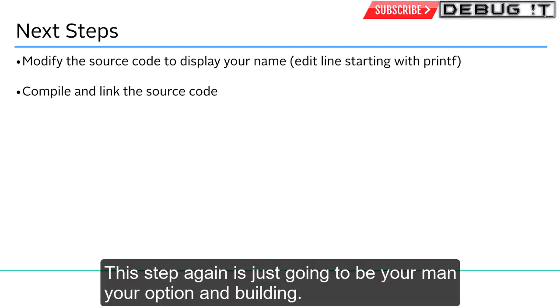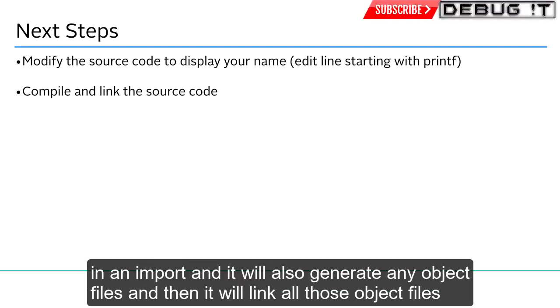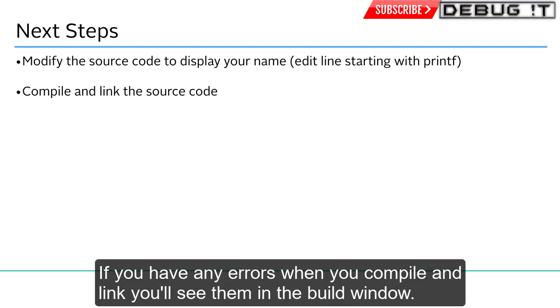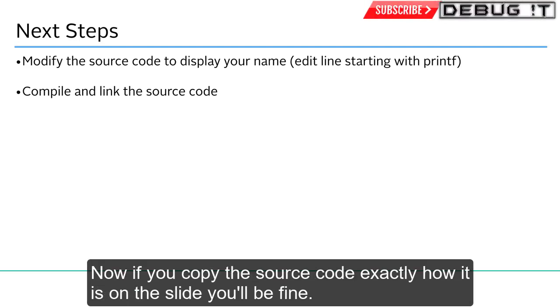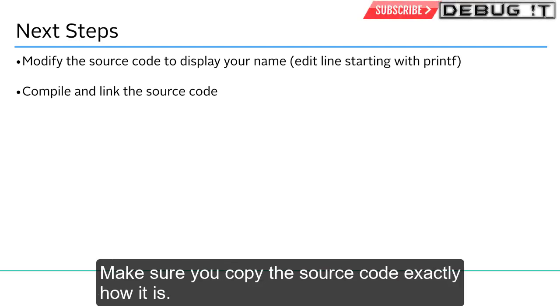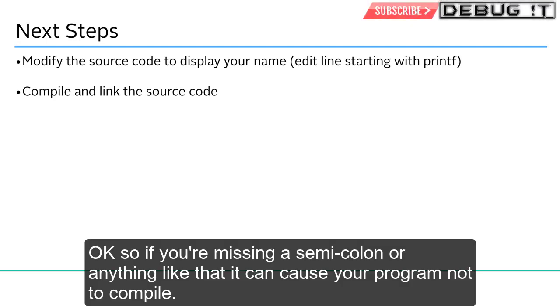This step, again, is just going to your menu option and building. And what this will do is it will issue the GCC command to compile the test.c file as an input, and it will also generate any object files, and then it will link all those object files to create a program. If you have any errors when you compile and link, you'll see them in the build window. That means you'll have to go back and edit your source code to fix those errors. Now, if you copy the source code exactly how it is on the slide, you'll be fine. One of the things you're going to notice with programming is the detail matters. Make sure you copy the source code exactly how it is. Everything matters.